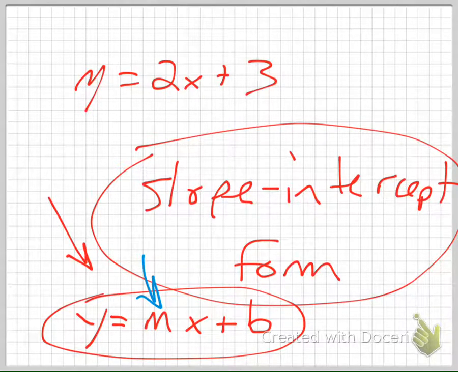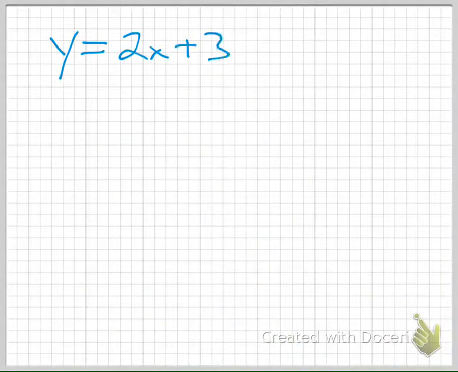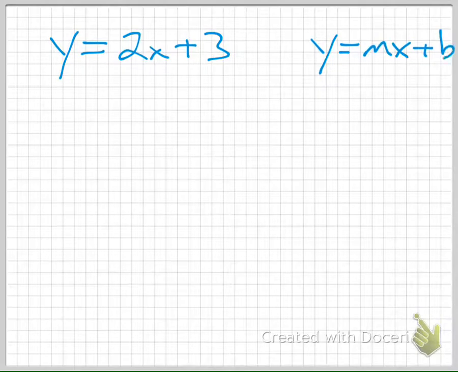So here's the deal. I'm going to erase this really quick, and I'm going to write that down. Y equals 2x plus 3. And I'm going to go over here again and go y equals mx plus b. Okay, so here's the deal. I already taught you that m is the slope. So then on this line here, what do you think that 2 is? The slope. The slope of this line is 2.